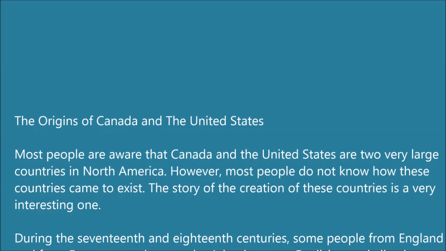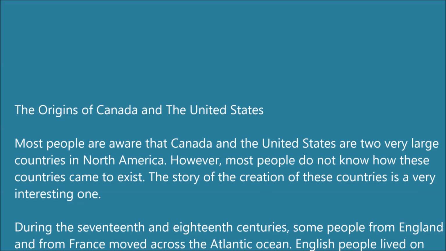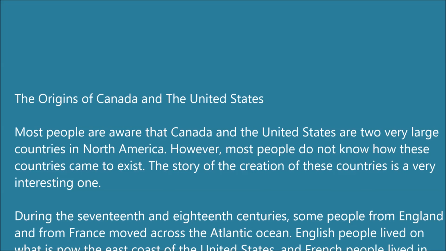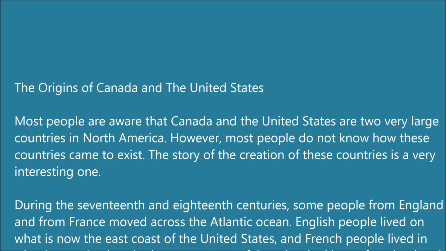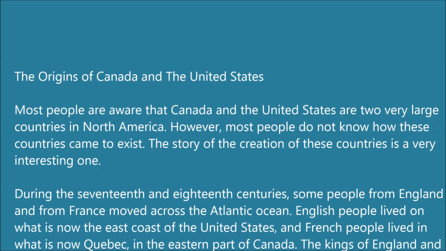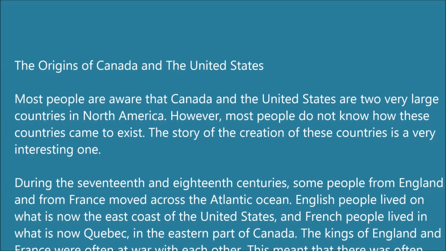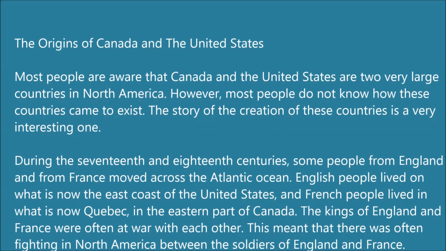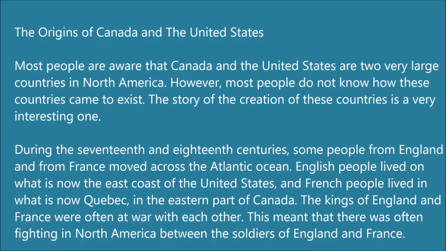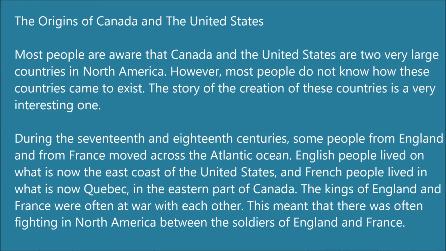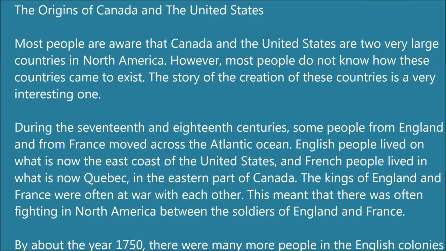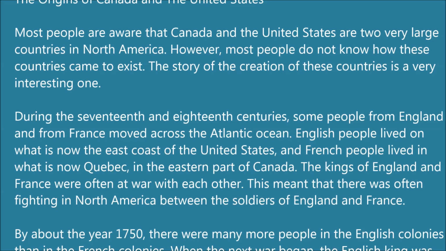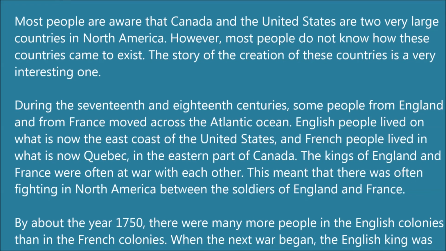During the 17th and 18th centuries, some people from England and from France moved across the Atlantic Ocean. English people lived on what is now the east coast of the United States, and French people lived in what is now Quebec, in the eastern part of Canada. The kings of England and France were often at war with each other. This meant that there was often fighting in North America between the soldiers of England and France.